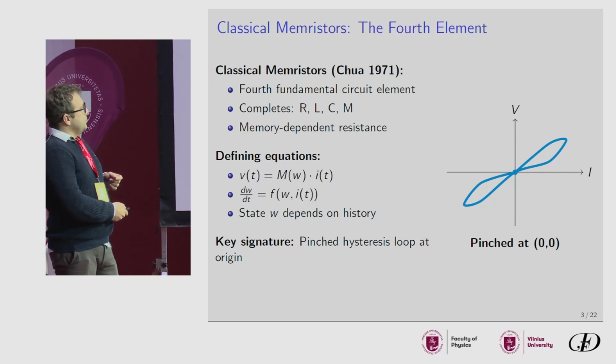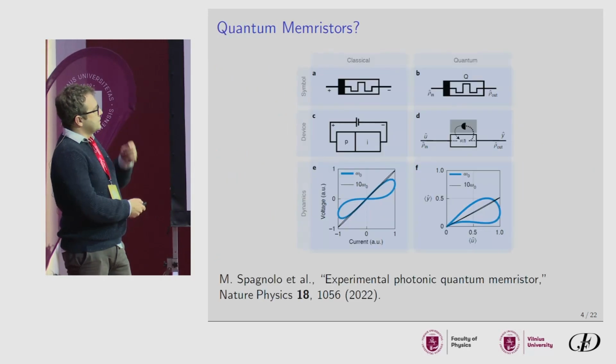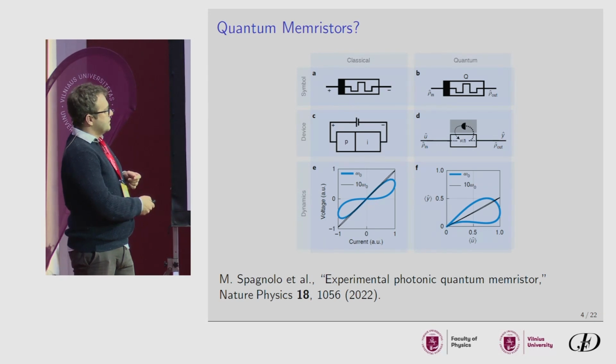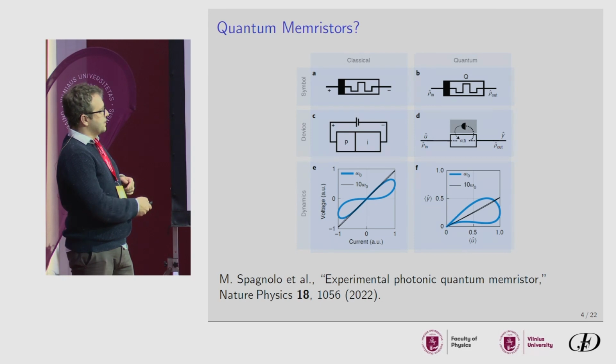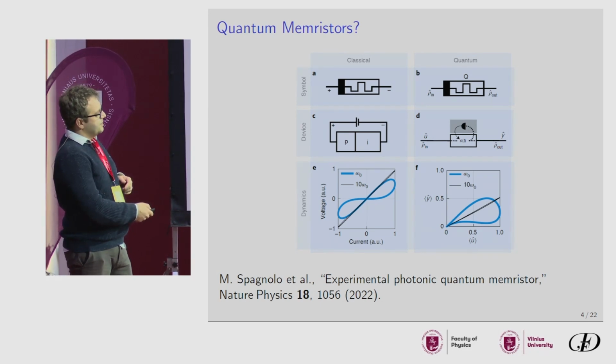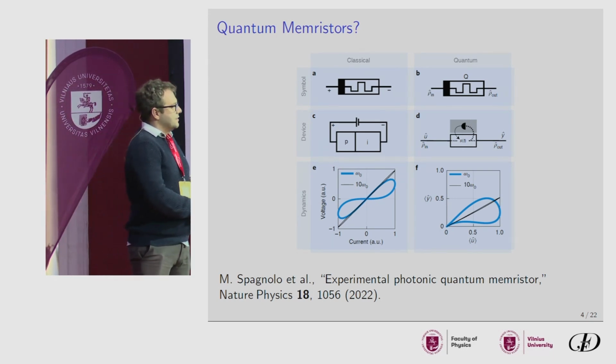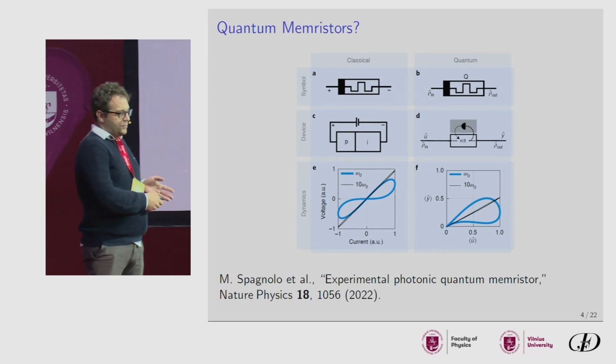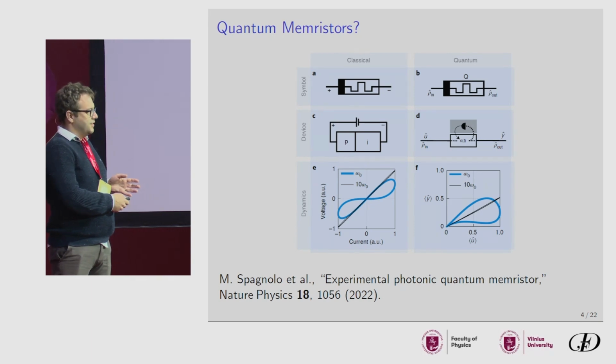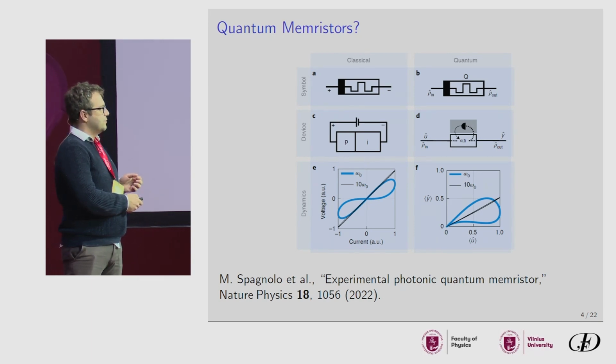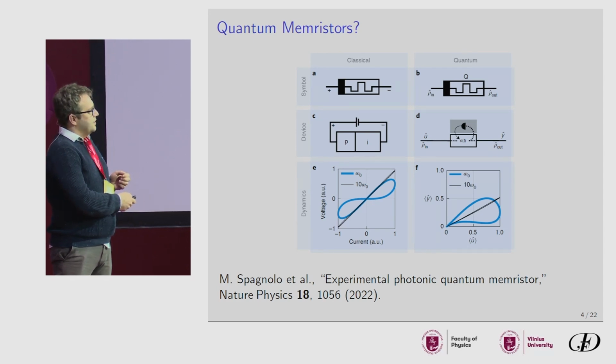And if you have a look at what is done in the literature, usually this is, let's say, hysteresis for a classical device, and it's compared against the quantum counterpart. Okay, and so this is one way of making a quantum memristor, but I think that it's better to start with this hysteresis.